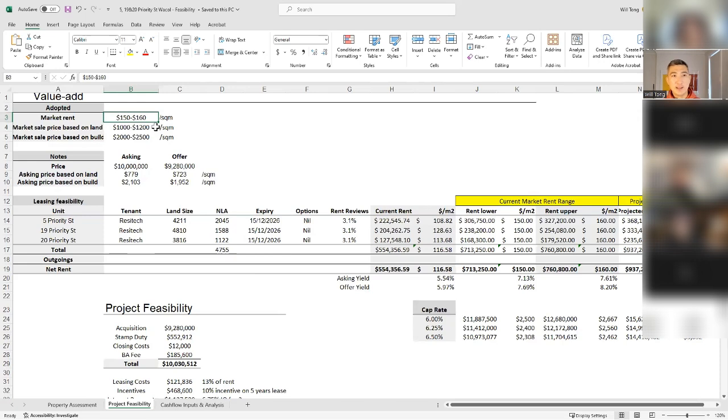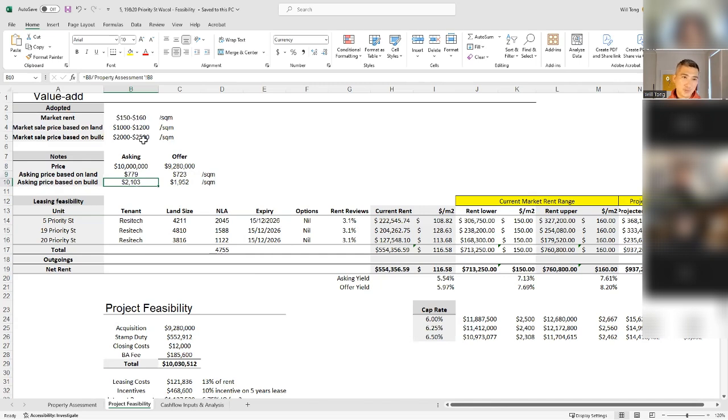So then we also adopted $1,000 to $1,200 per square meter of land and $2,000, $2,500 per square meter of build for a building like this. So then we looked at the feasibility, and this is how we do it. We look at the asking price, and we look at, all right, what does that translate to per square meter of land? Is that within the market range or below the market range? It's below the market range. So that's good news. And what about the price per square meter of build?